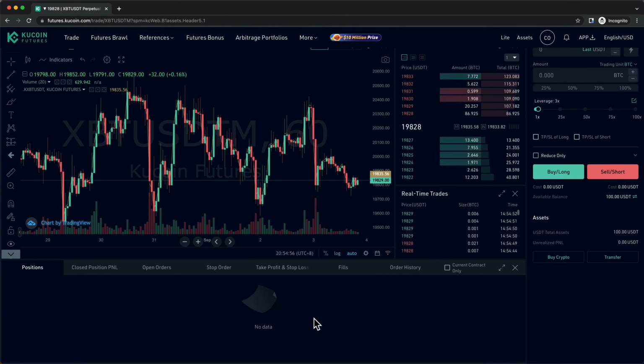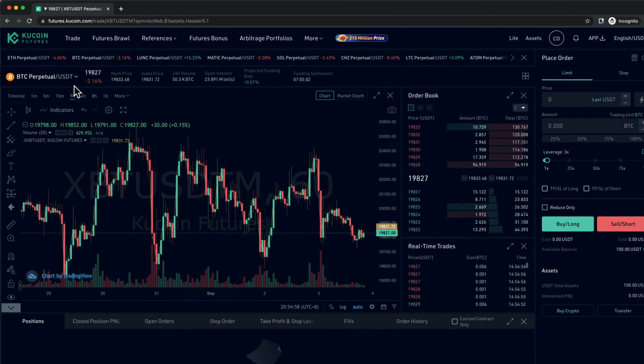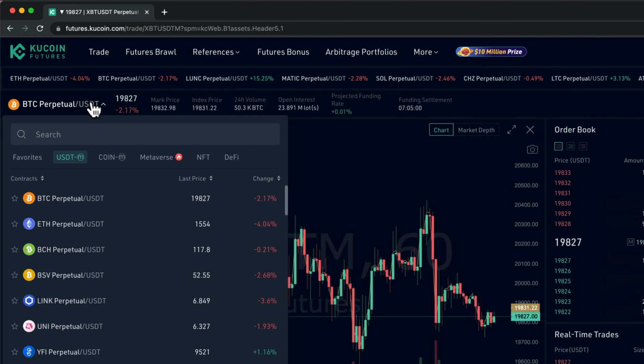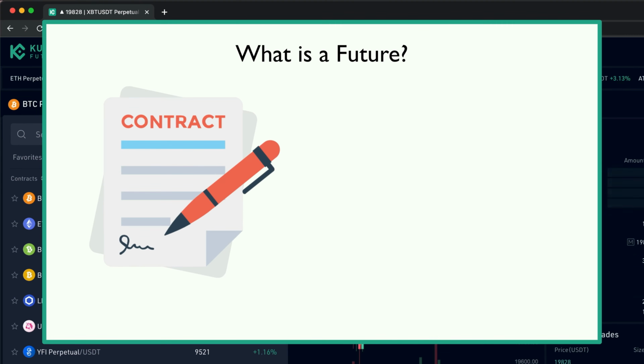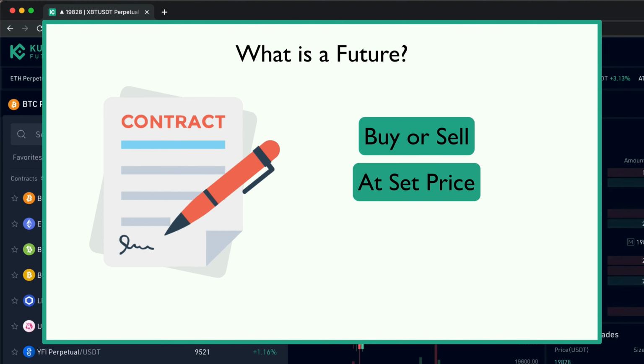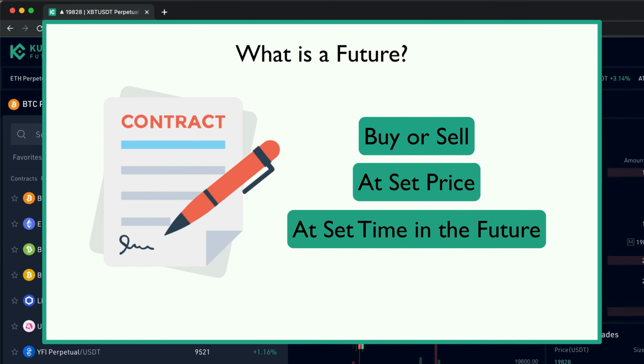Now we can choose the future contract that we want to trade. Over here we can find all the available future contracts. But first, let's go over what a future actually is. A future is basically a contract saying that we will buy or sell a specific asset at a set price at a specific time in the future.